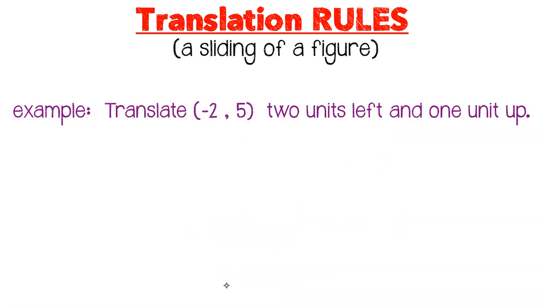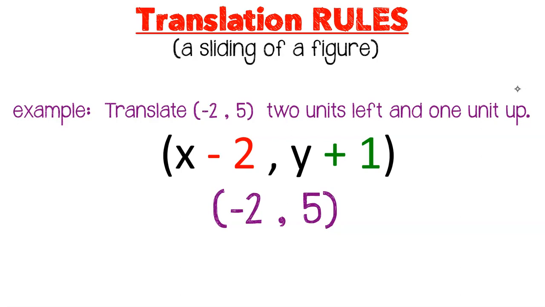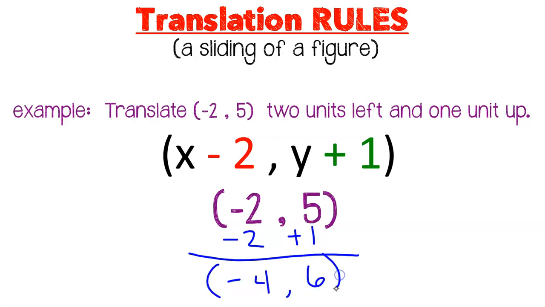Let's try another one. Let's translate the point (-2, 5), 2 units to the left and 1 unit up. Remember, left is subtracting and up is adding. So -2 to the x value and +1 to the y. Now you can do this in your head, or you can even write it underneath. My new ordered pair is (-4, 6).